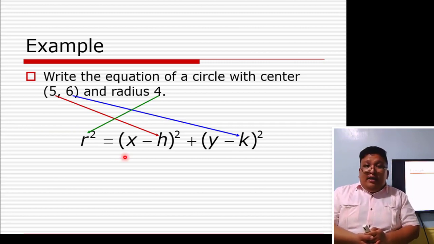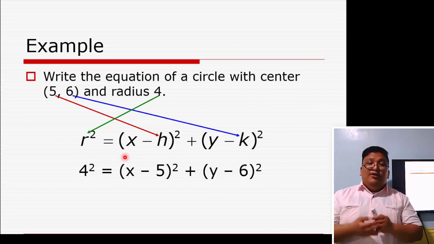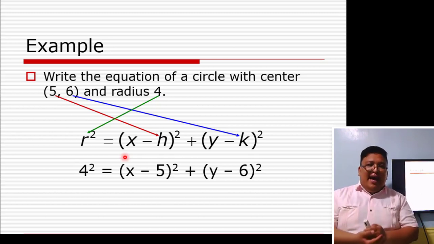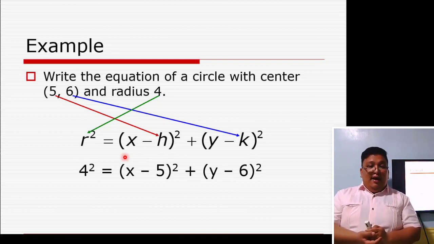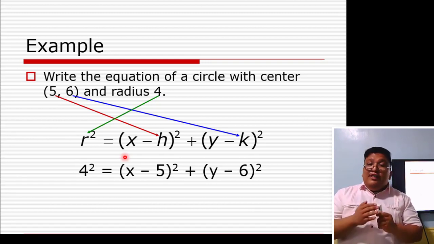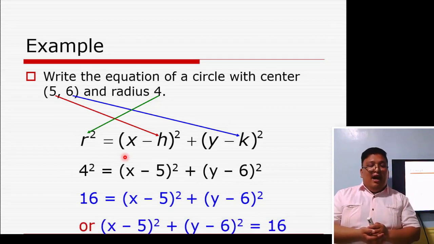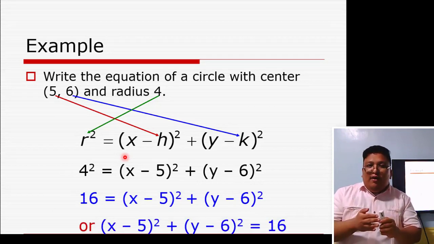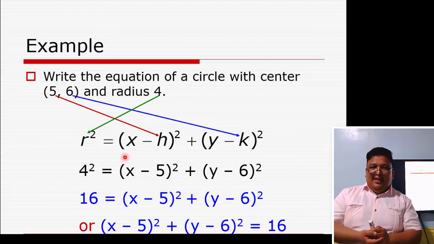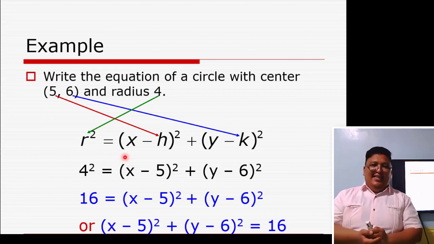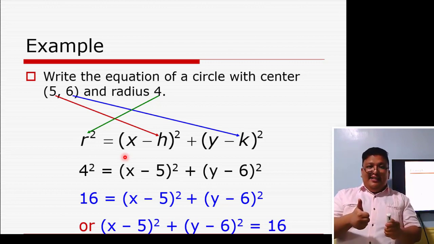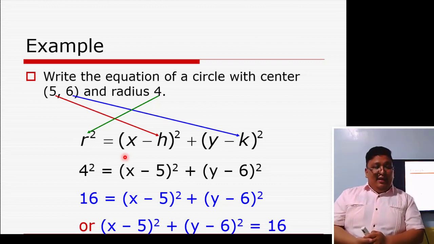And rewriting this whole equation, we're going to have 4 squared is equal to (x minus 5) squared plus (y minus 6) squared. And we're going to simplify our radius. Our radius will be 4 squared, which is equal to 16. And our final equation will be (x minus 5) squared plus (y minus 6) squared is equal to 16. Did you get it? Very good. Next example.